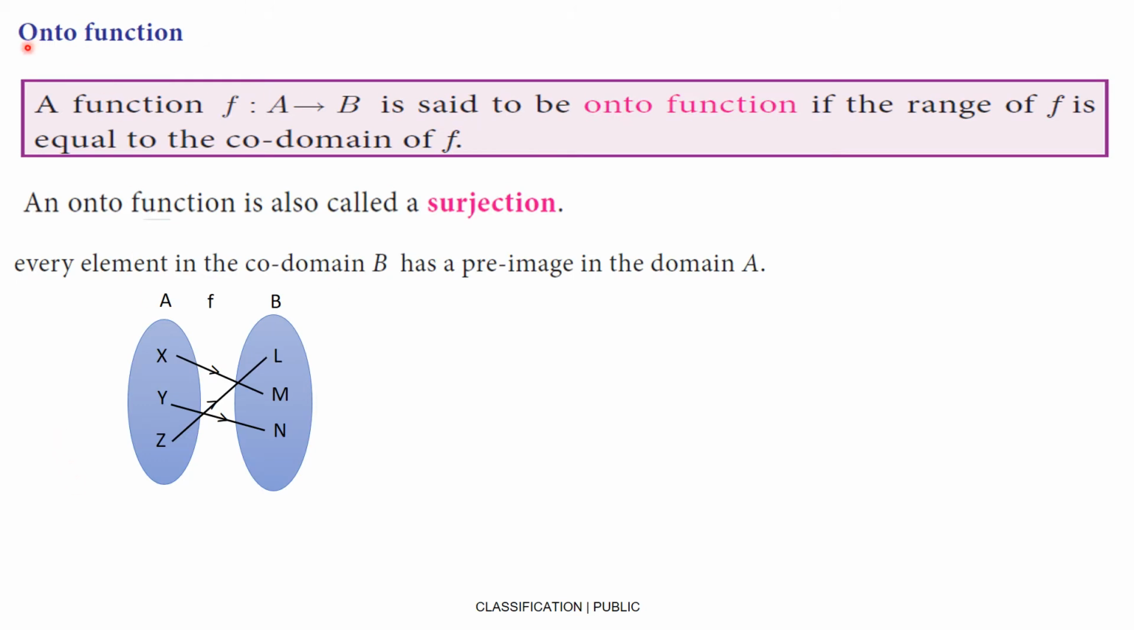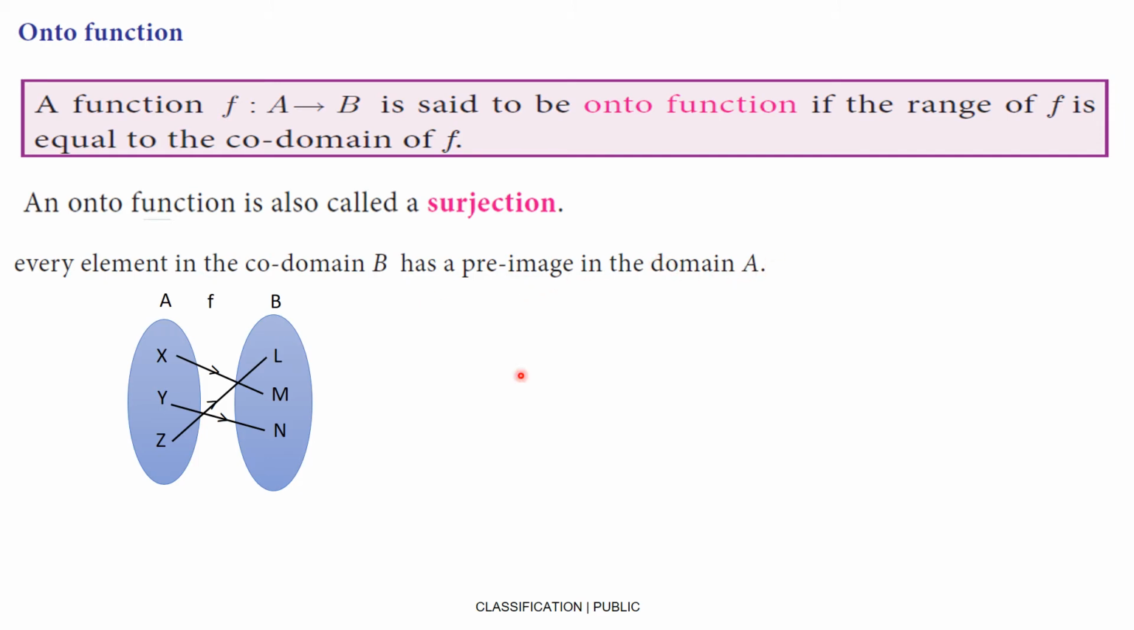Next, onto function. A function f such that A tends to B is said to be an onto function if the range of f is equal to the codomain of f. That onto function is also called a surjection. Here, every element in the codomain B has a pre-image in the domain A.